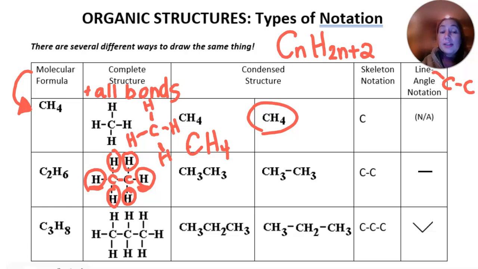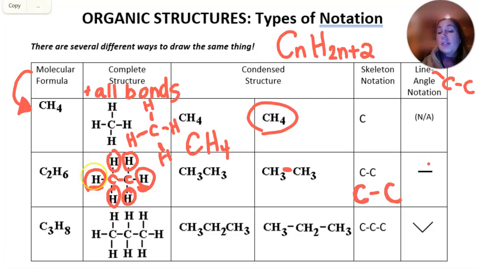And so we can condense this down and show that each carbon had 3 hydrogens around it, or we can condense it down to CH3, CH3. And in the condensed one, we could show a line between the 2 CH3s if we want. In the condensed formula, we tend to show the CC bonds. And then the skeleton notation is just the 2 carbons connected to each other. So C bonded to C.